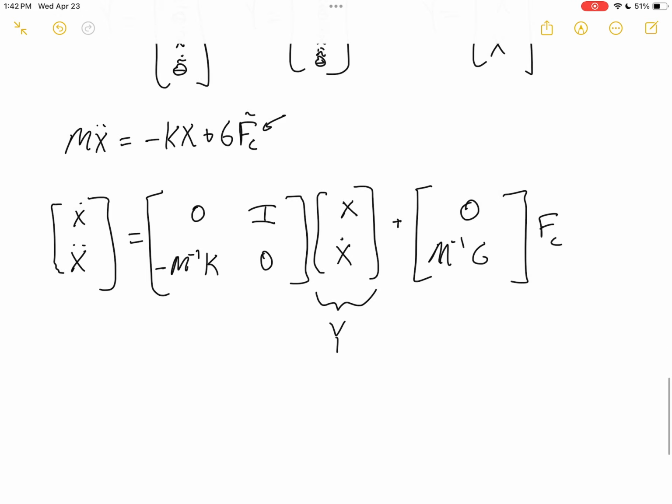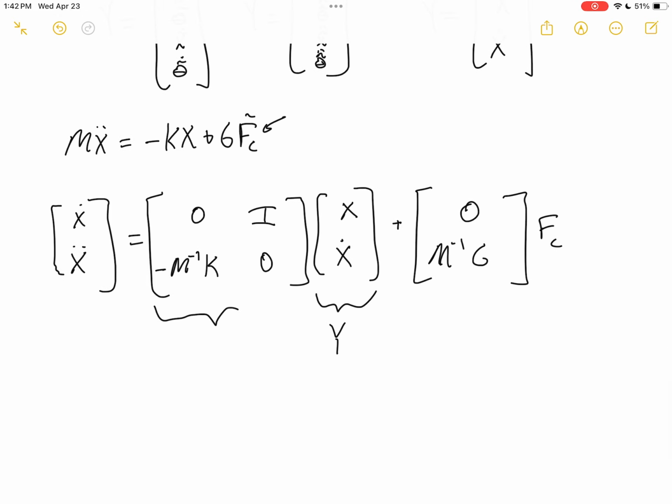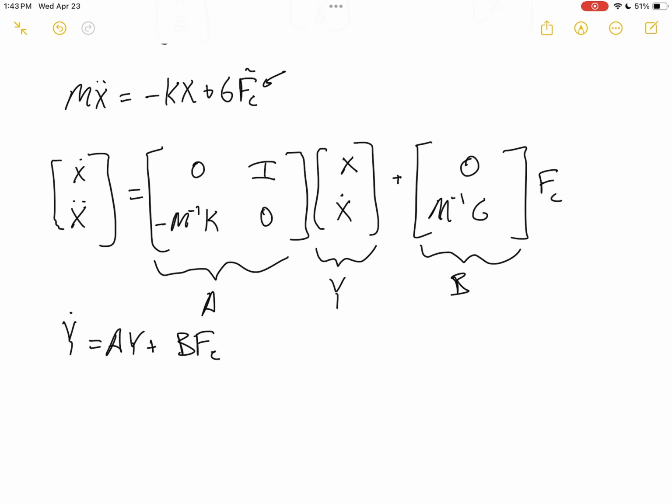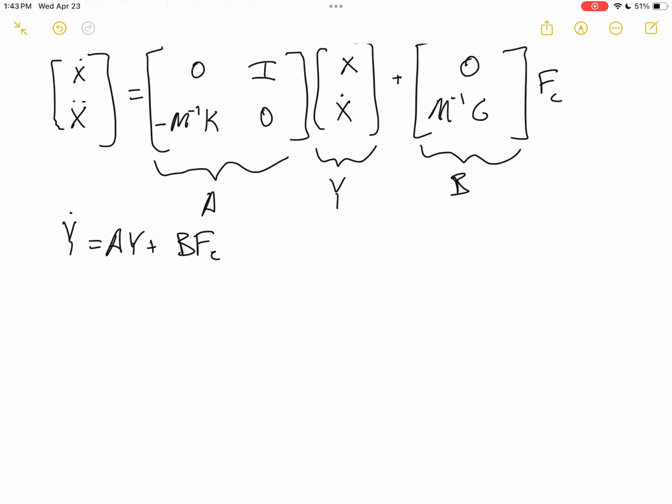So this matrix right here is A, this matrix right here is B, and so we filled out the y dot equal to Ay plus B Fc. And so we have these expressed in block matrix form, and we've got this M inverse, so we need to be able to calculate the inverse.